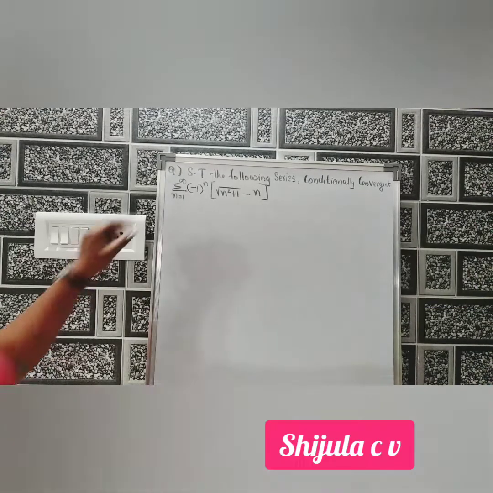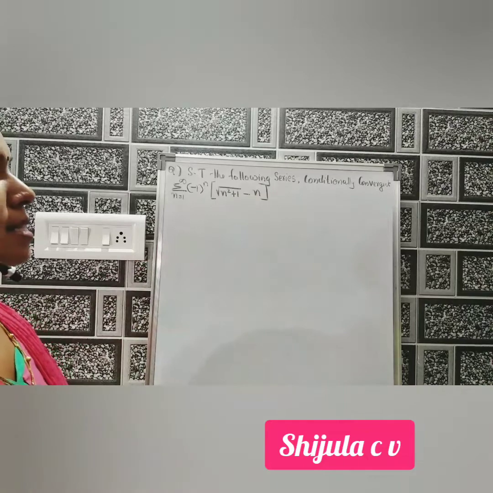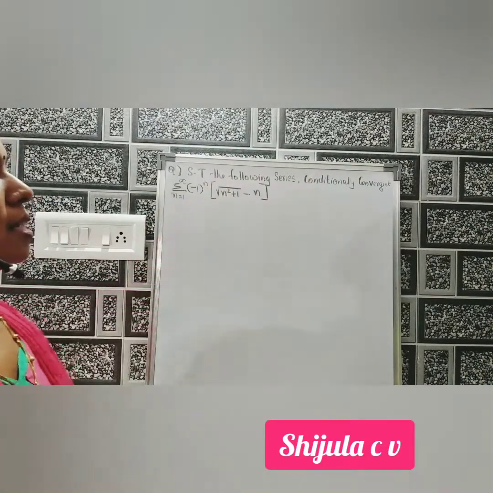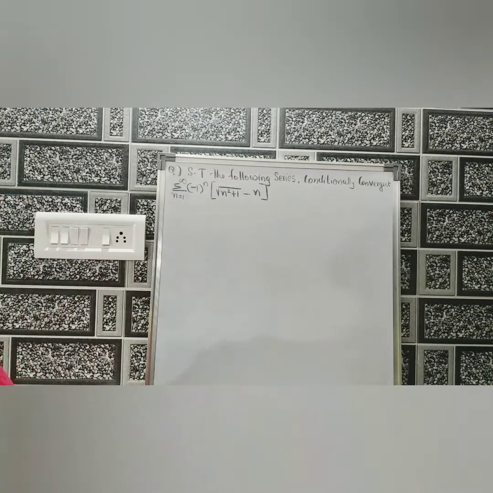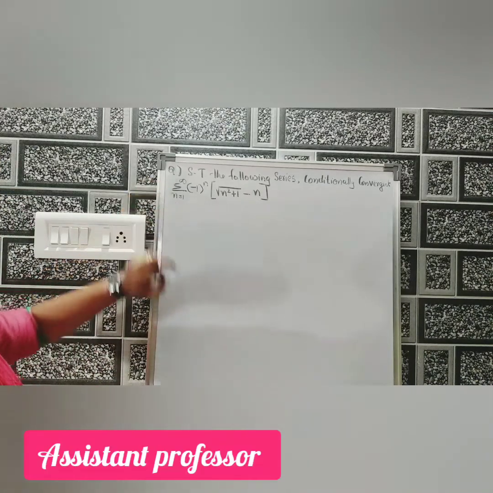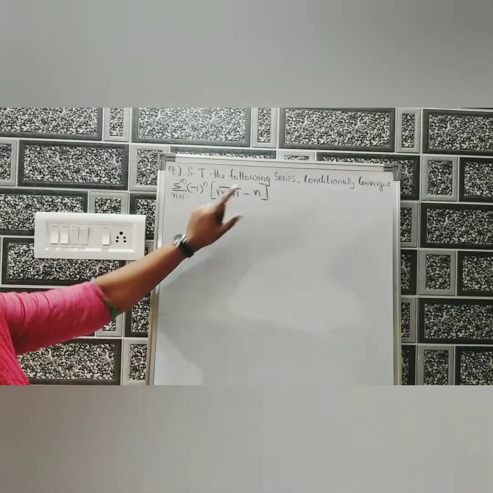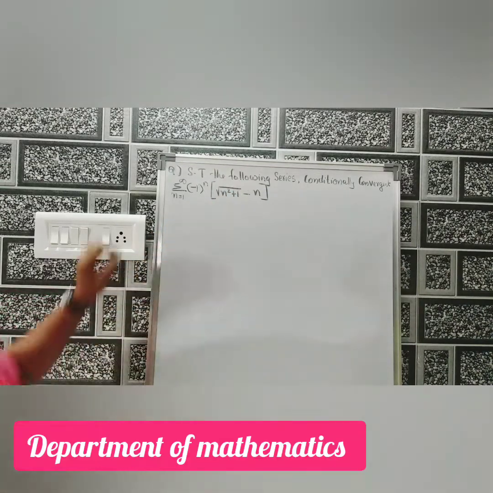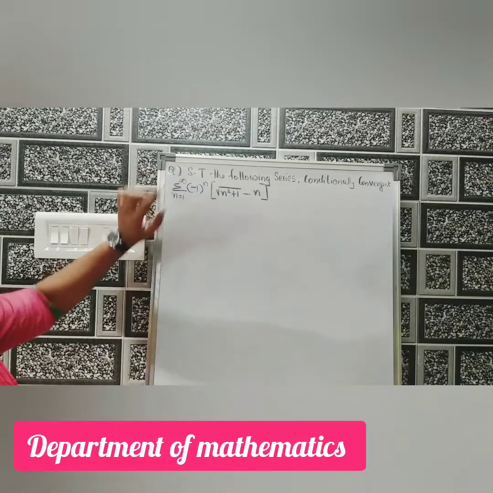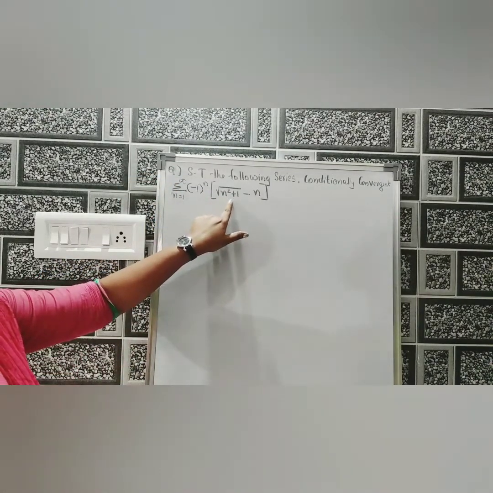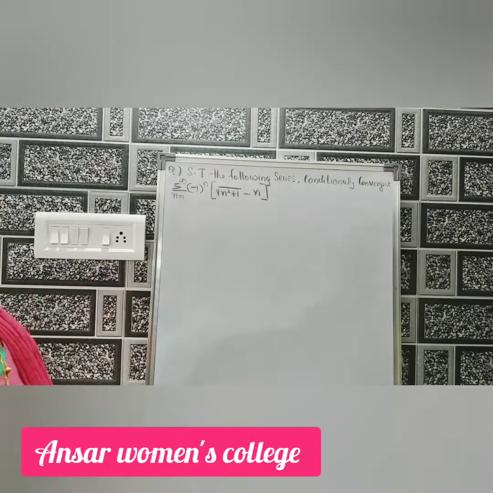The problem is, show that the following series is conditionally convergent: sigma n running from 1 to infinity, negative 1 whole raised to n, root of n square plus 1 minus n. Once more, sigma n running from 1 to infinity, minus 1 whole raised to n, root of n square plus 1 minus n. Clear?